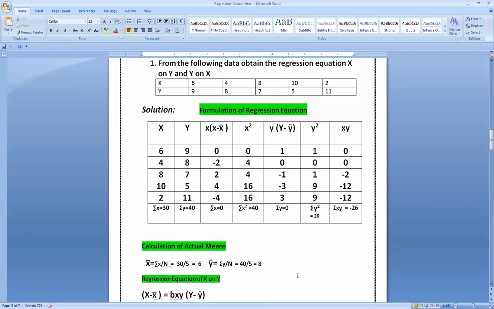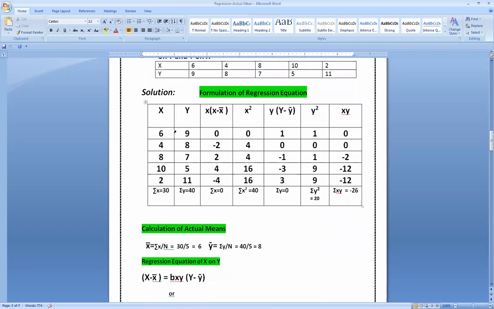So as they have given in the question, in the same manner we have to write it. The x values are 6, 4, 8, 10, 12, and the y values are 9, 8, 7, 5, 11. Total the values of x and total the values of y. We get summation x is 30 and summation y is 40. Then we have to calculate the value of x mean and y mean, for the purpose of doing the deviations.